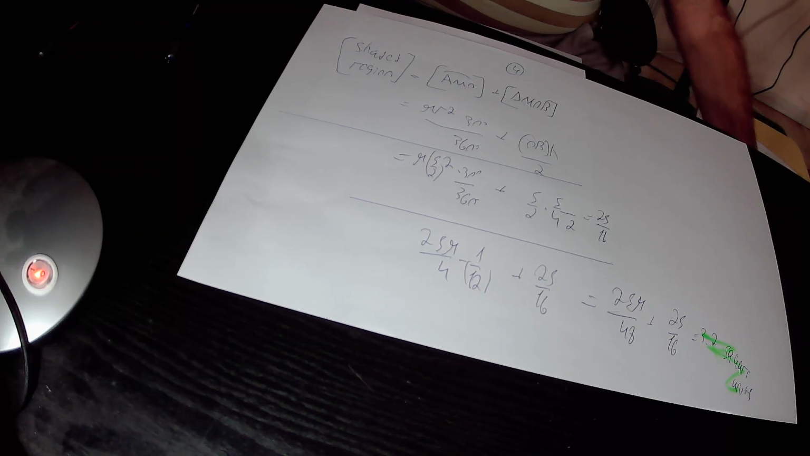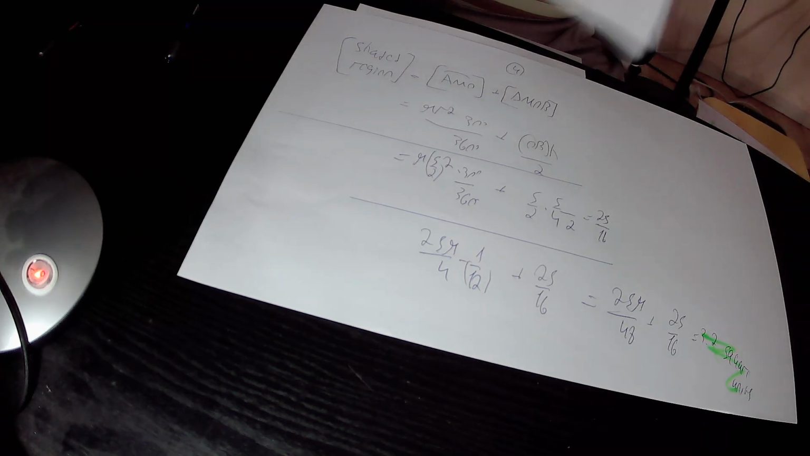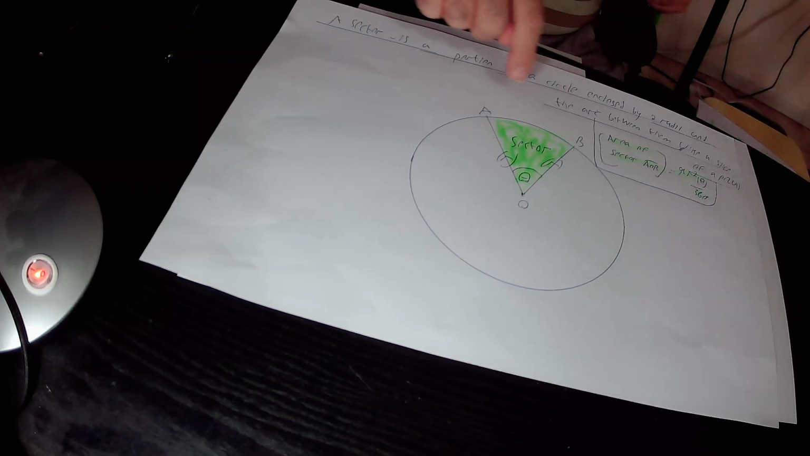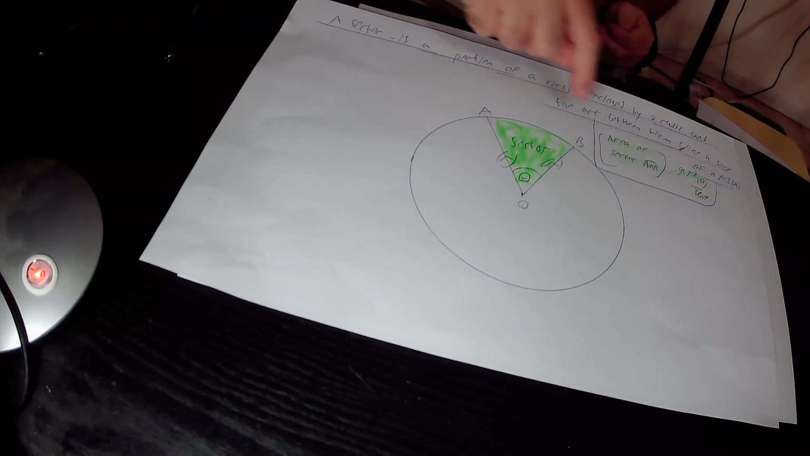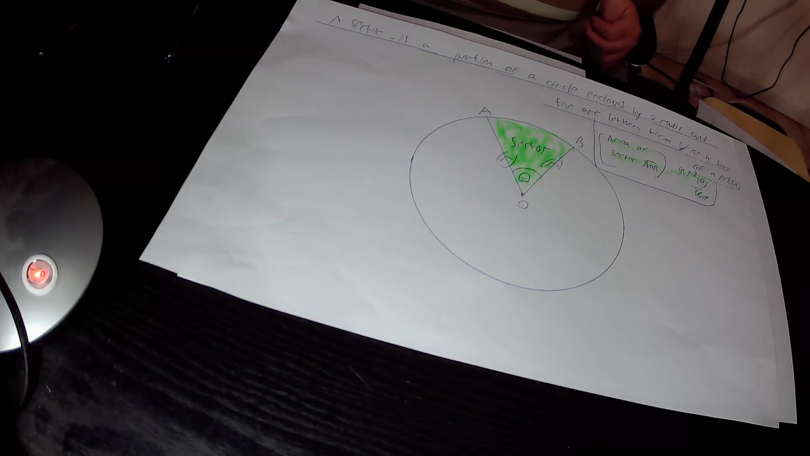So what is a sector? A sector is the green shape AOB. A sector is a portion of a circle enclosed by two radii and the arc between them.